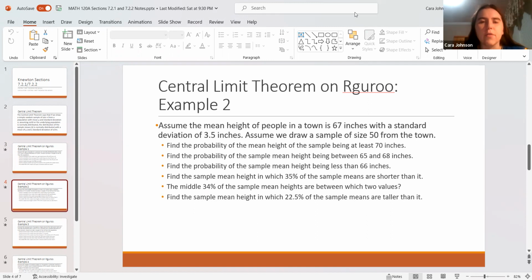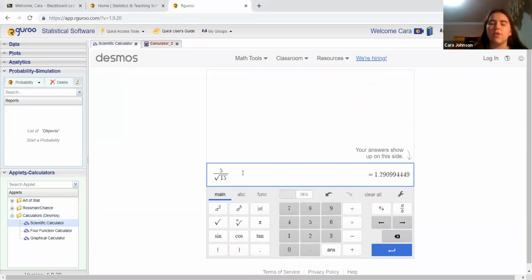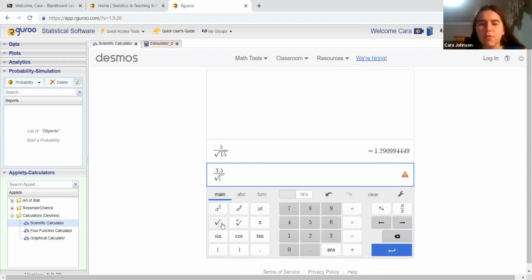All right, let's go to our Rguroo now. The first thing I need to do is get that standard deviation. So I'm going to go back to my scientific calculator here. If I want another row, I can just hit enter. I need 3.5 divided by square root of 50. That gives me 0.49497, etc. So we're going to type that whole number in for our standard deviation.